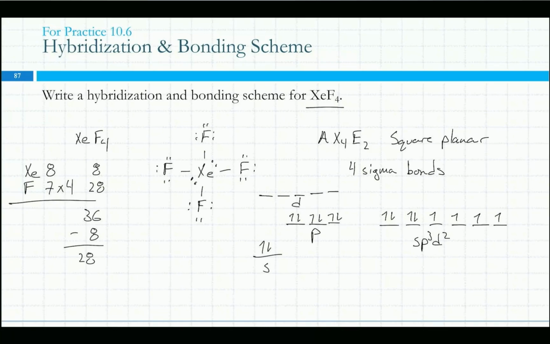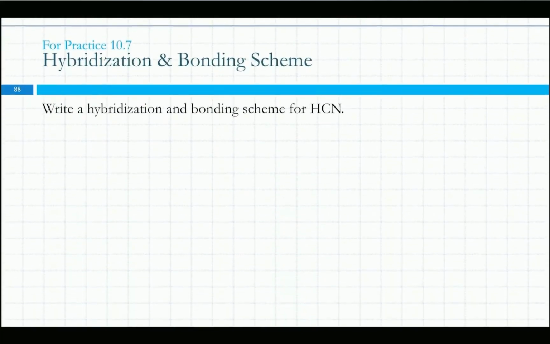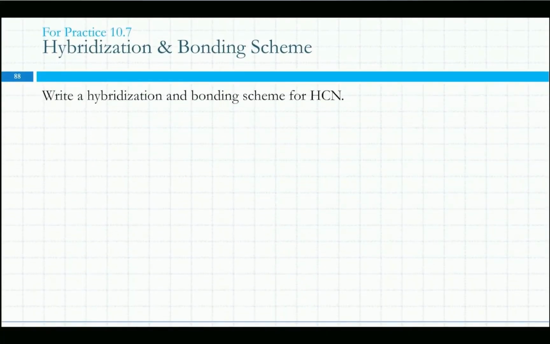Probably can't spend too much time on this, but let's do another one. Oh, this will be good. All right, so HCN, hydrogen cyanide. So that would be the simplest skeletal structure. And then carbon, nitrogen, hydrogen. So carbon's 4 electrons, 5 electrons for nitrogen, 1 electron for hydrogen.